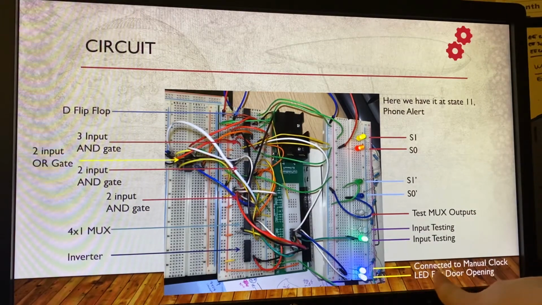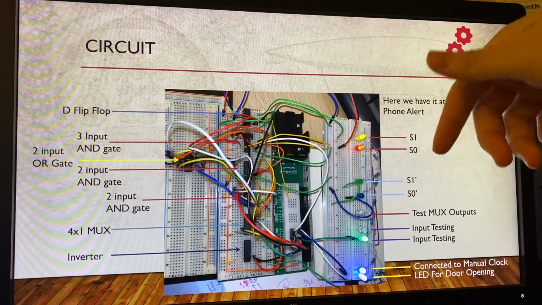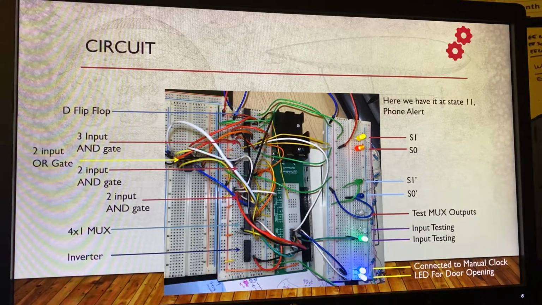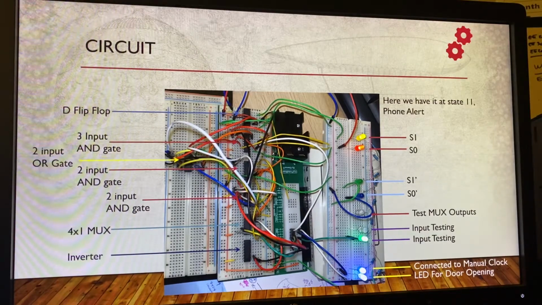This was my manual clock, that's why it's on. When I go to demonstrate the circuit, my clock is on with the function generator. So, and now it's just the door opening. So it goes through the ICs.